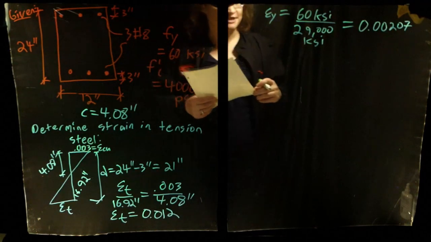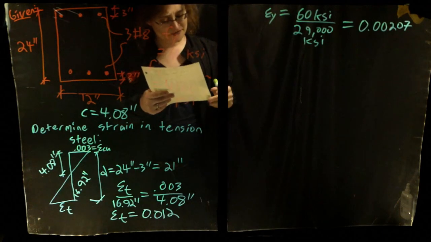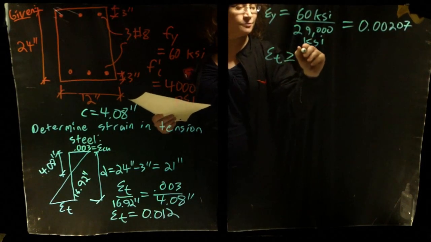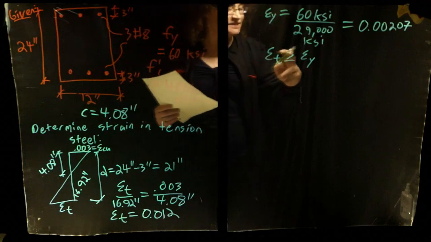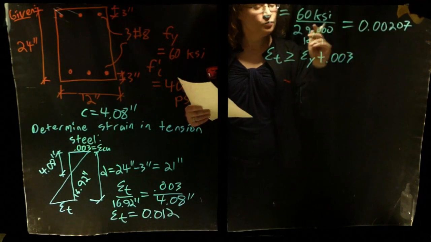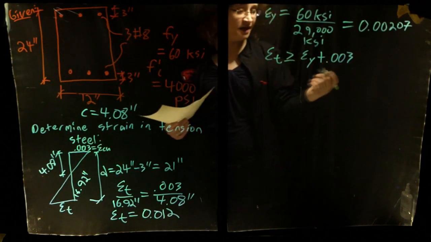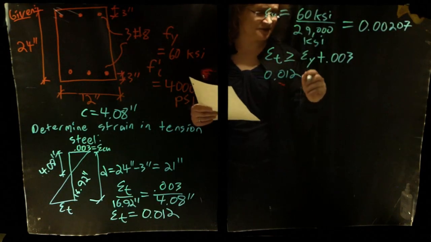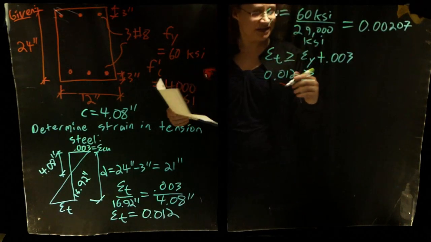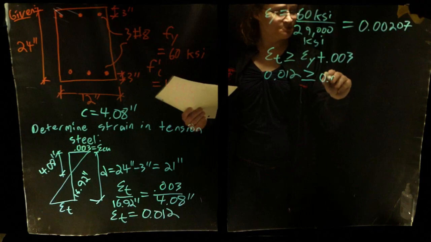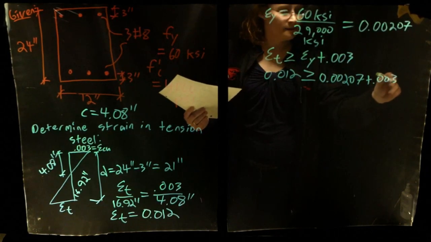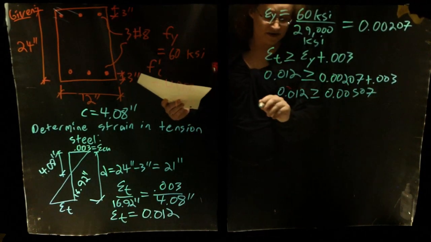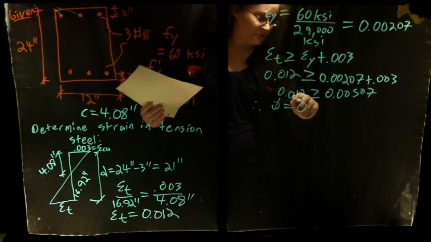Now, in terms of our phi factor, as you may recall from previous work, if epsilon t is greater than or equal to the yield strain plus 0.003, we will have a fully tension-controlled section, and we can say that phi is equal to 0.9. So let's take a look at this. Epsilon t is 0.012, it's a dimensionless quantity. Is this greater than or equal to epsilon y plus 0.003? That's just 0.00207 plus 0.003. And indeed, 0.012 is greater than 0.00507. So therefore, we have a tension-controlled section, and phi is going to be equal to 0.9.